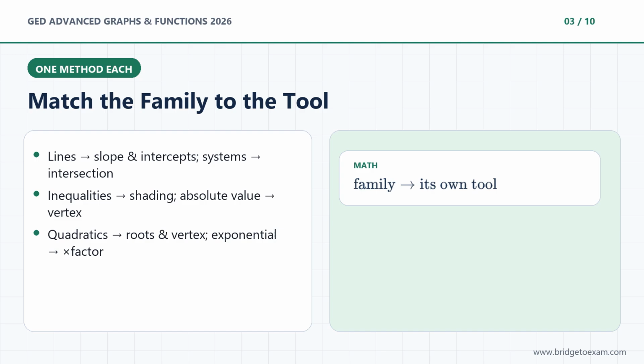Once you have named the family, the tool is decided. Lines use slope and intercepts. Systems use the intersection point. Inequalities use a boundary and shading. Absolute value uses the vertex and distance. Quadratics use roots, the vertex, and the axis. And exponentials use repeated multiplication. Recognition points straight to the method.